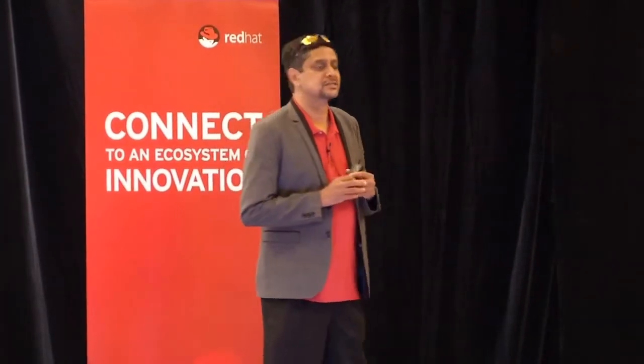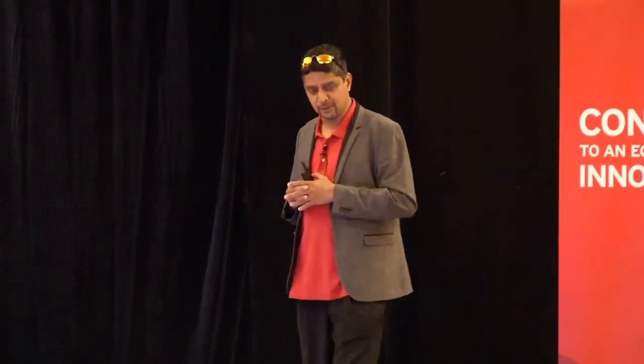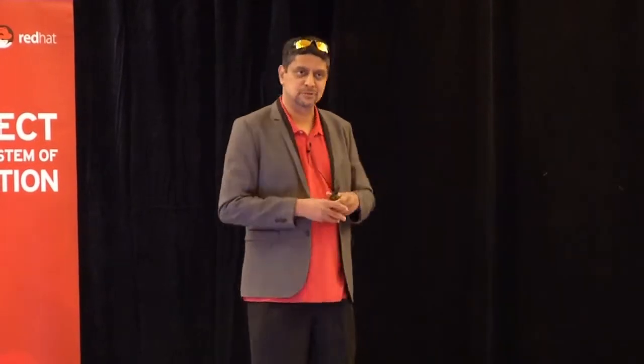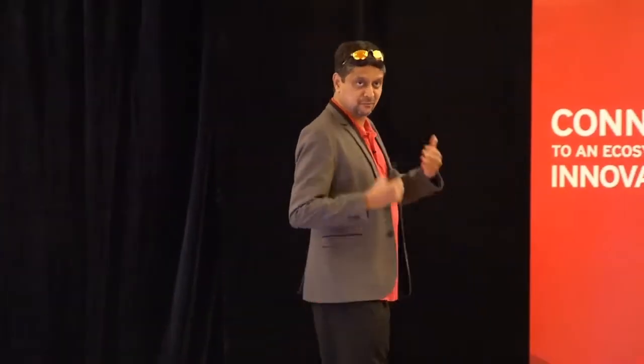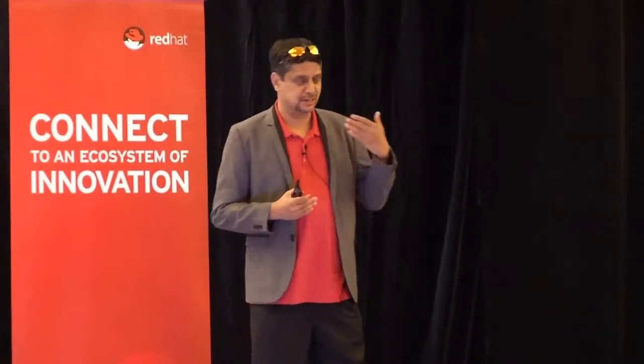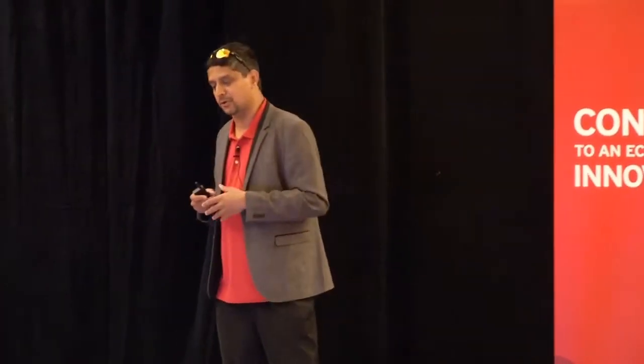OpenShift is the platform as a service offering by Red Hat. It is a polyglot platform. When I say polyglot, it supports more languages than ever before. It goes beyond Java, which is still our strongest point, because we have JBoss as a part of our EAP product. But it also supports other languages like Ruby, Python, PHP, and a few others which I'll talk about later.